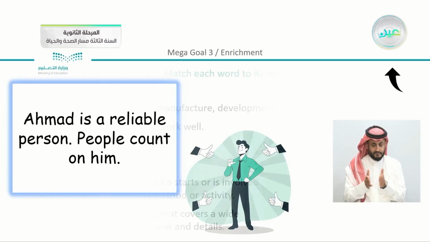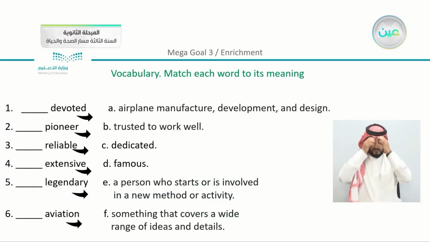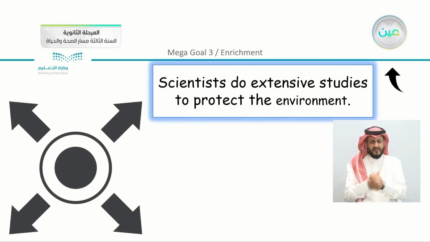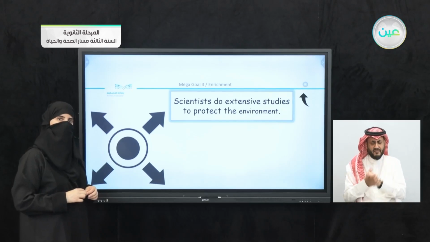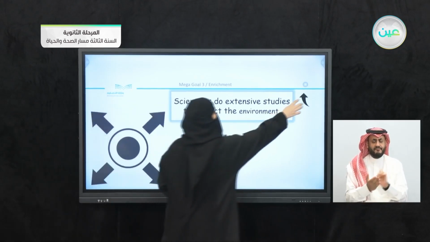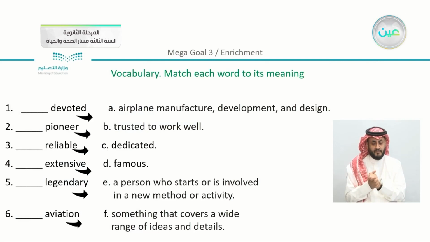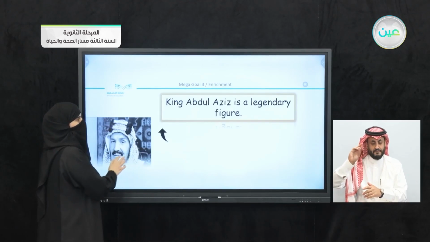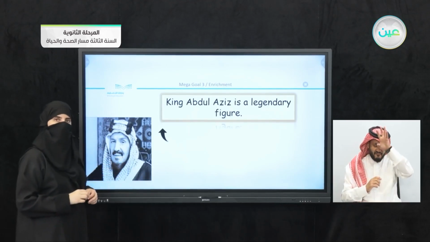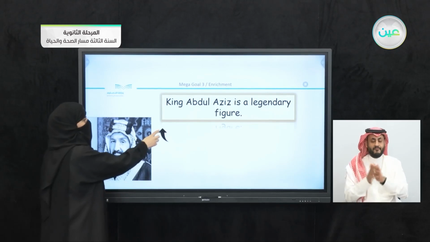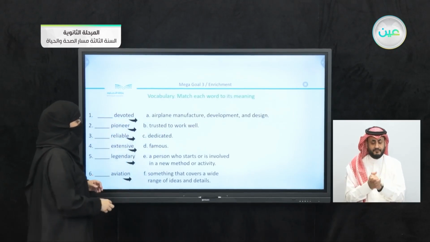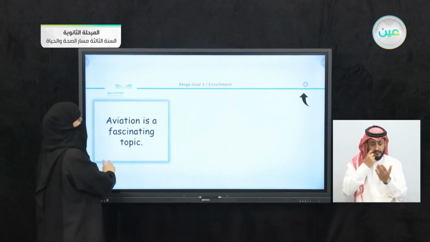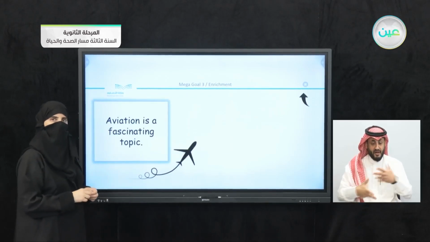Moving on, we have the word extensive. Do you remember the word extensive? We said that scientists do extensive studies to protect the environment. Also, we have here the word legendary. We can say, for example, that King Abdulaziz is a legendary figure. And coming to our last word, aviation. We said that aviation is a fascinating topic.